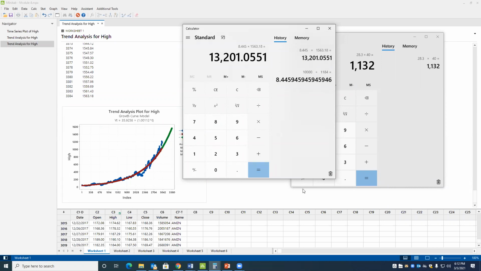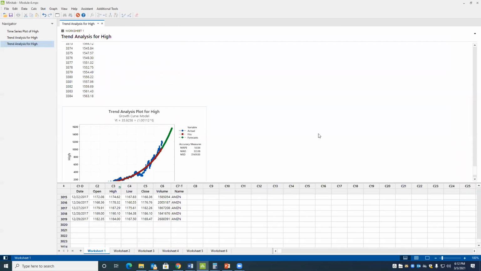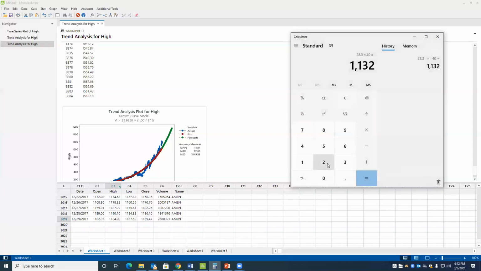Most of the things. Where did I get 8.445? I think you joined a little late. So this is the last day of high value that I'm going to buy. So look into that. Let's say I have 10,000 bucks. 10,000 divided by 1184. So how many stocks am I going to have on that day? I'm going to put $10,000, and I'm going to get these many stocks. So this is very simple.